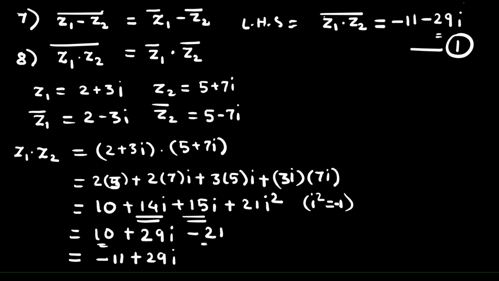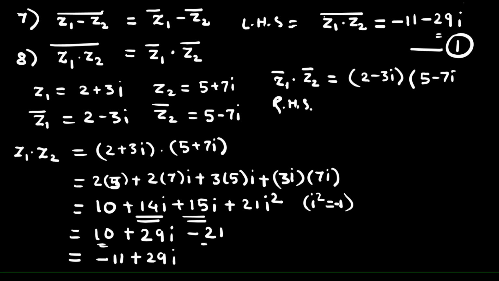Okay. Now next, here we find out the Z1 conjugate into Z2 conjugate. Here that will be the RHS part of that property. Now Z1 conjugate, we know, is equal to 2 minus 3i, and then Z2 conjugate is equal to 5 minus 7i.